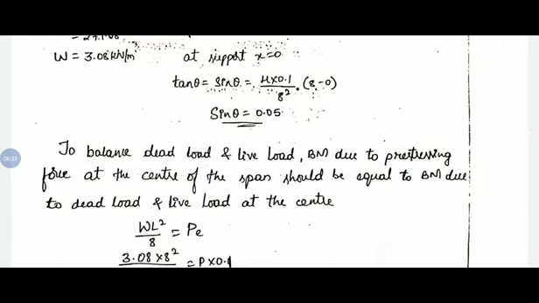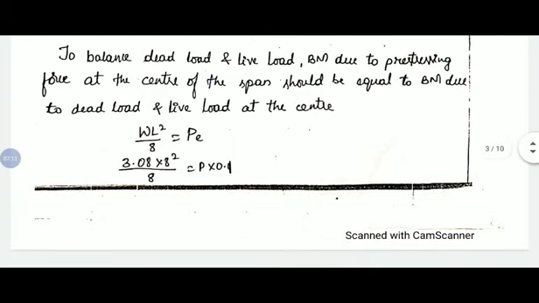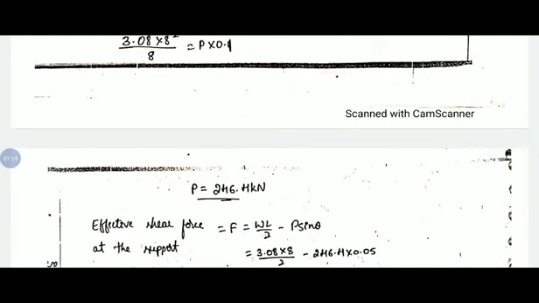So to balance dead load and live load, the bending moment due to pre-stressing force at the center of the span should be equal to the bending moment due to dead load and live load. Since it is a UDL on a simply supported beam, the bending moment at mid span will be WL square by 8. That should be equal to the bending moment due to pre-stressing force, P into eccentricity. By using this condition, we need to find out the value of P, the pre-stressing force we need to apply. So P equals 246.4 kilonewton.